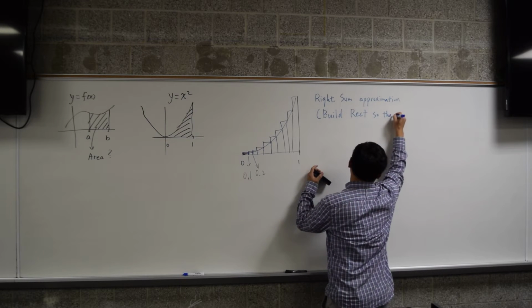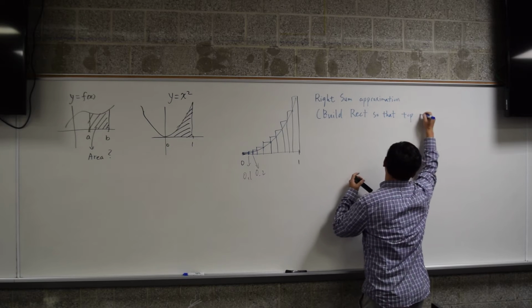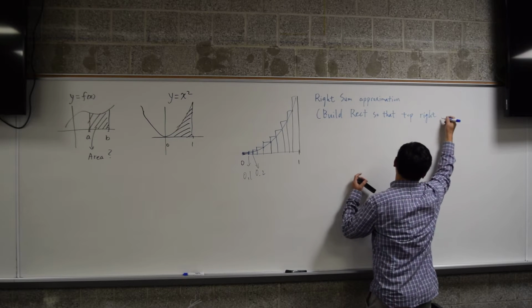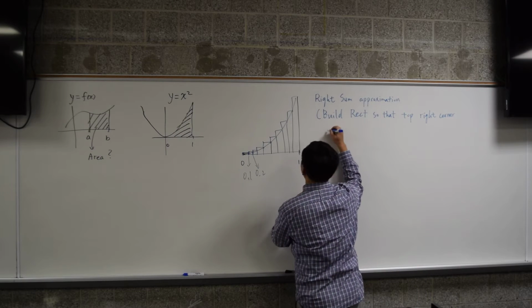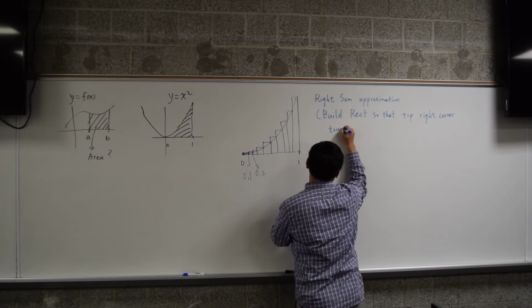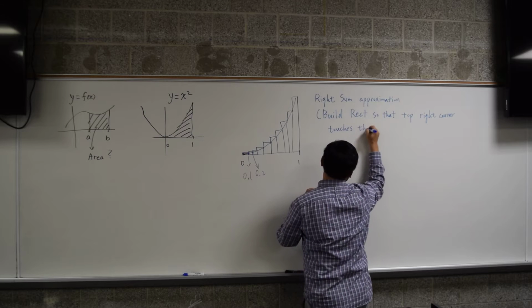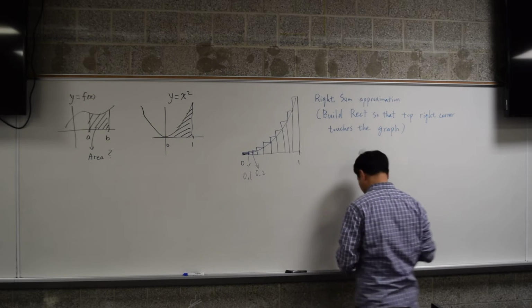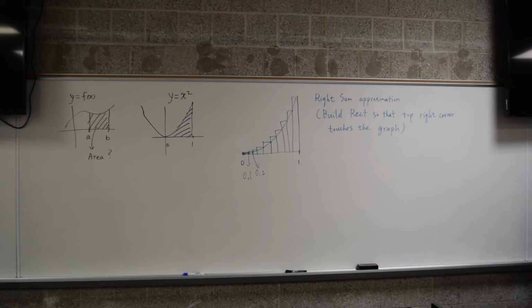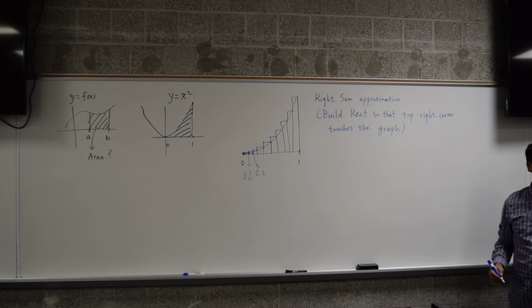Basically what you're trying to do is build rectangles so that the top right corner touches the curve, the graph. And of course, immediately you would know what it means to be a left sum, right? Left sum would be the case where the top left corner will be touching the graph.